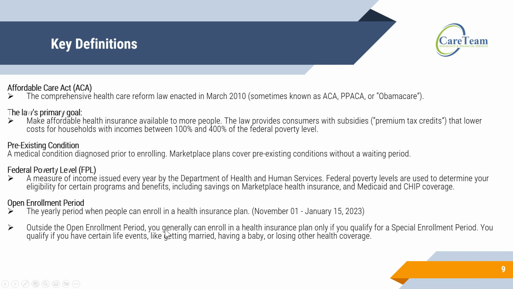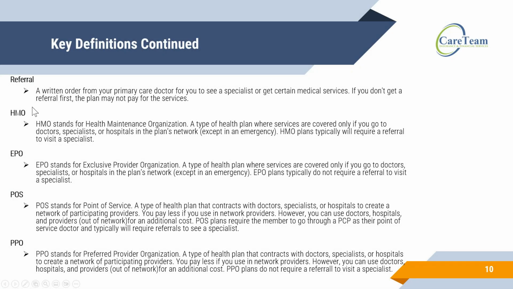Outside of the open enrollment period, people generally can only enroll in health insurance if they qualify for a special enrollment period. You qualify if you have certain life events, like getting married, having a baby, or losing other health insurance coverage. A referral is a written order from your primary care doctor for you to see a specialist or get certain medical services. If you have a plan that requires a referral and you don't get a referral first, then the plan may not pay for that service that was done.